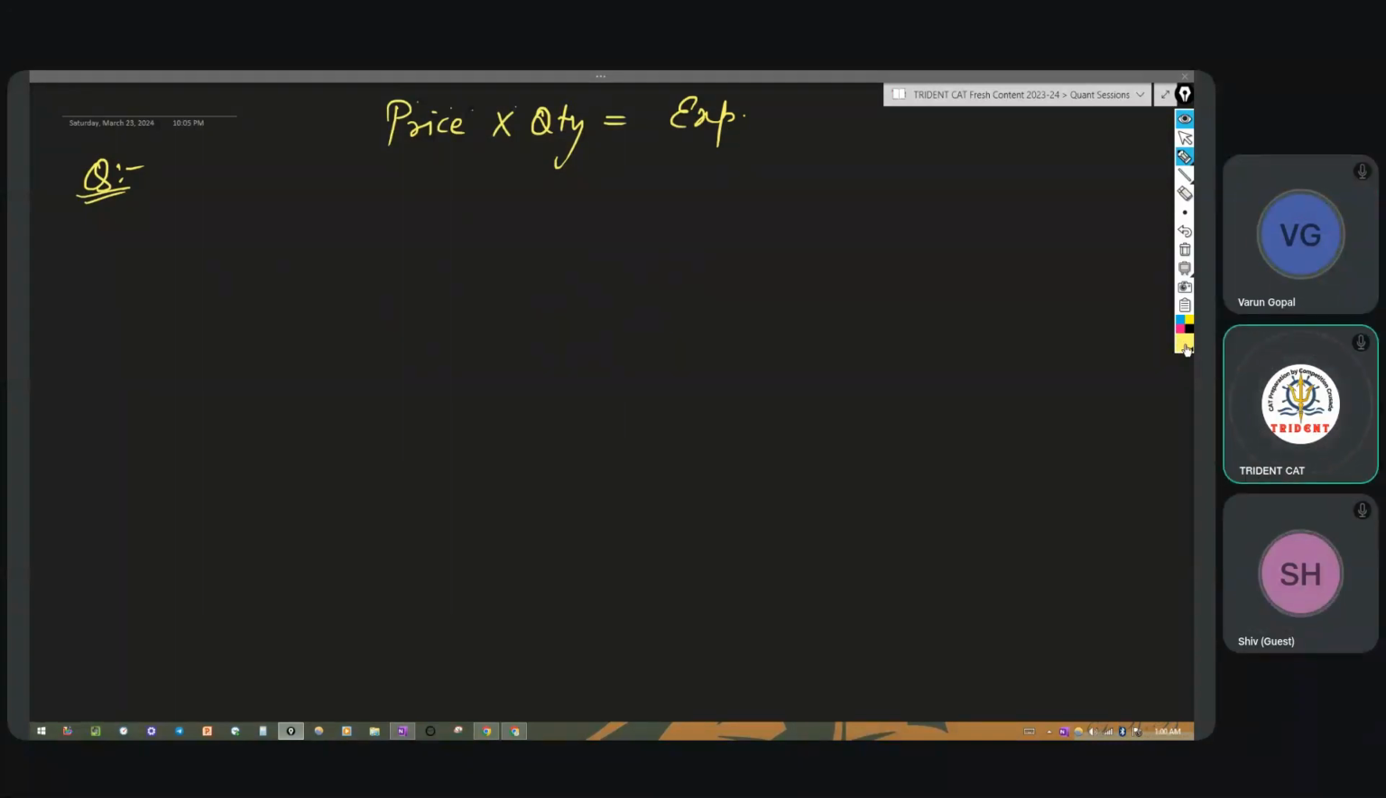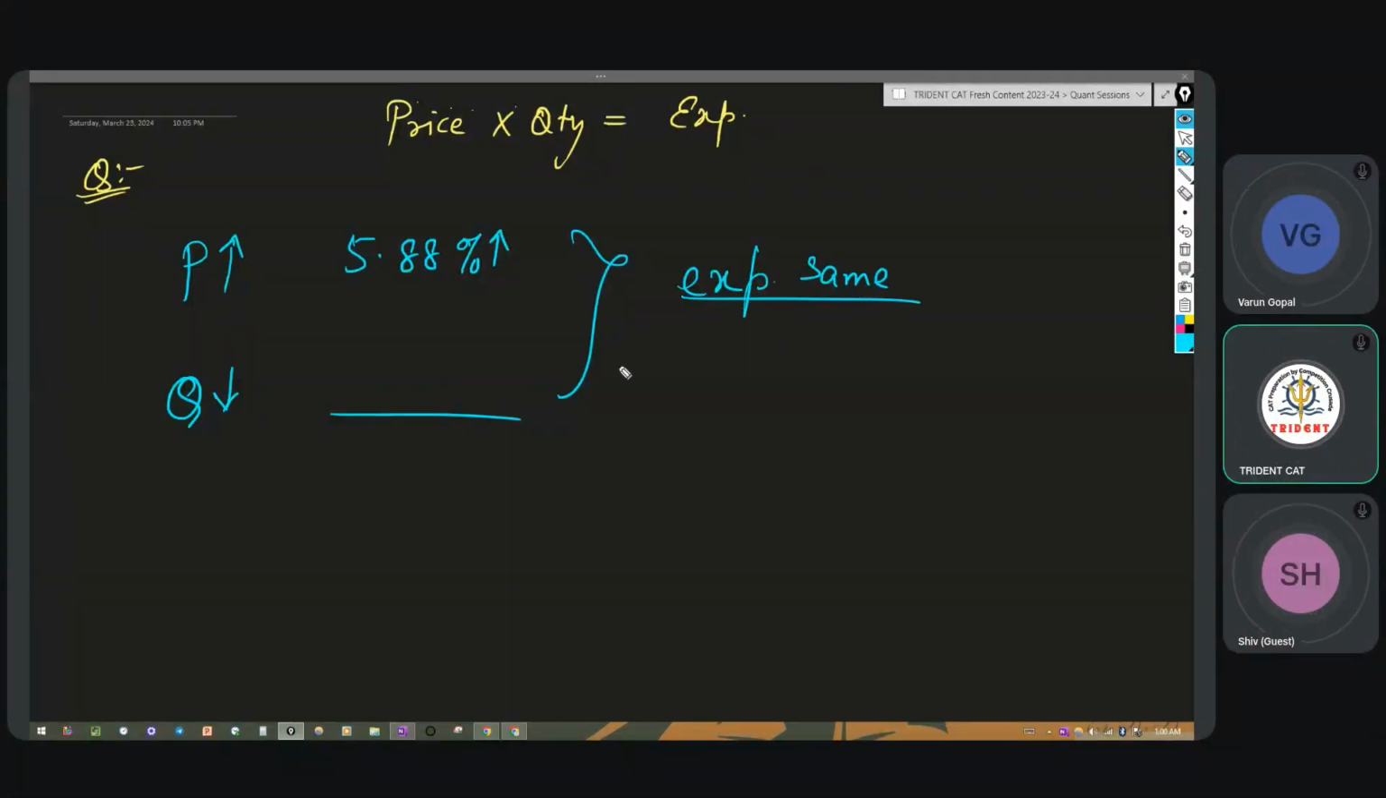Guys, I'm giving you a question. I hope this question will clear your doubts. Price is increasing by 5.88%. Please understand, this is not the fraction equivalent or the percentage; this is an increment of 5.88%. Price has increased by 5.88%. How much should the quantity be reduced in terms of percentage so that the expense is the same or constant? The same reciprocal idea that I told you. 5% decrease? No, not 5%. 5.55.